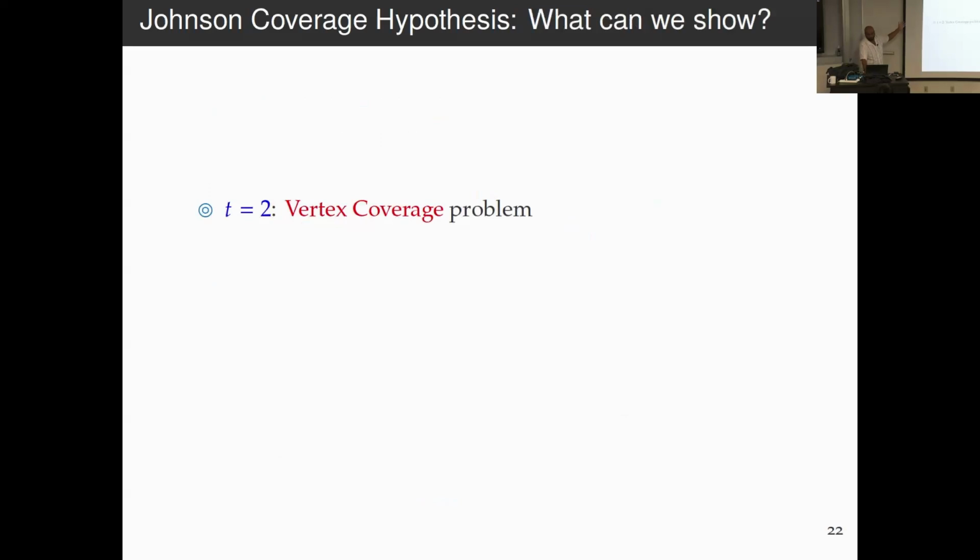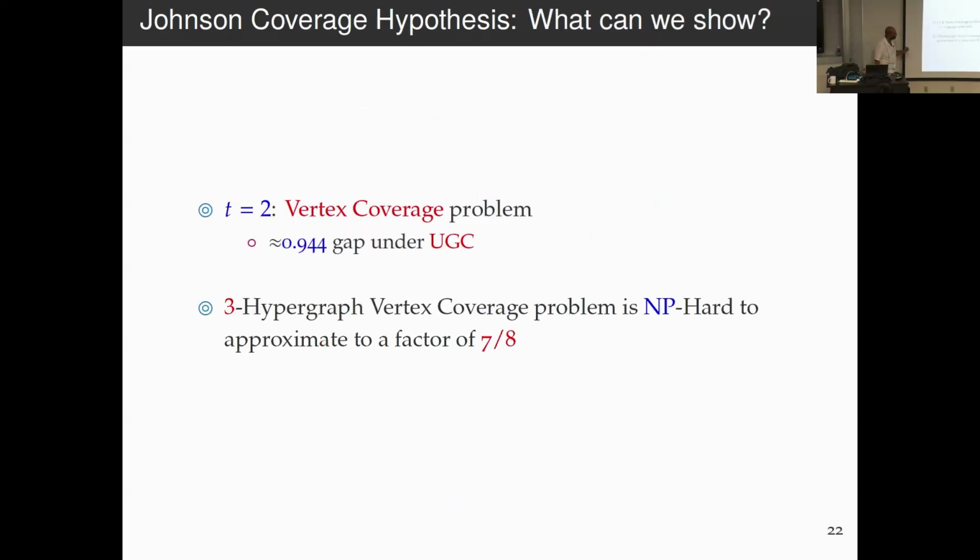So what can we show for this hypothesis? Well, for t equal to 2, we know 0.944. And we can also show the following: that if you are given sets of size 3 and you want to find sets of size 1 to hit them, then we can get a 7 over 8 hardness of approximation that's under NP hardness. So it's free of any assumption. And this is already useful to get all the NP hardness factors I listed.